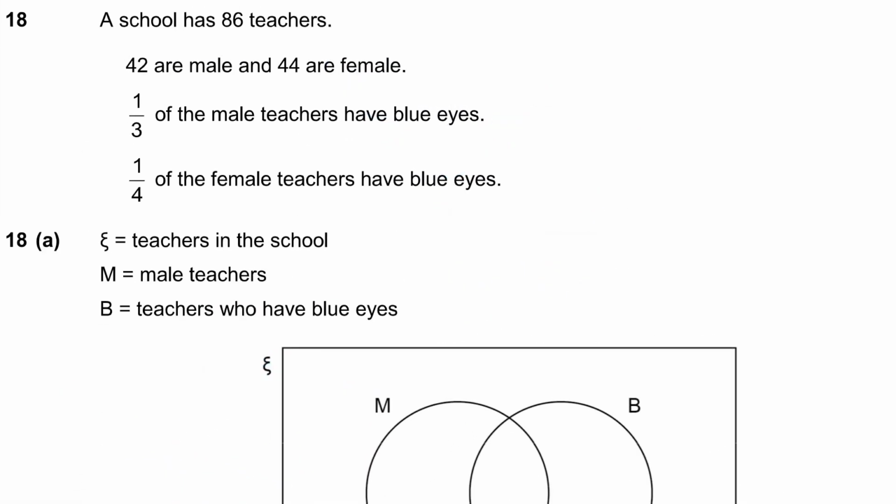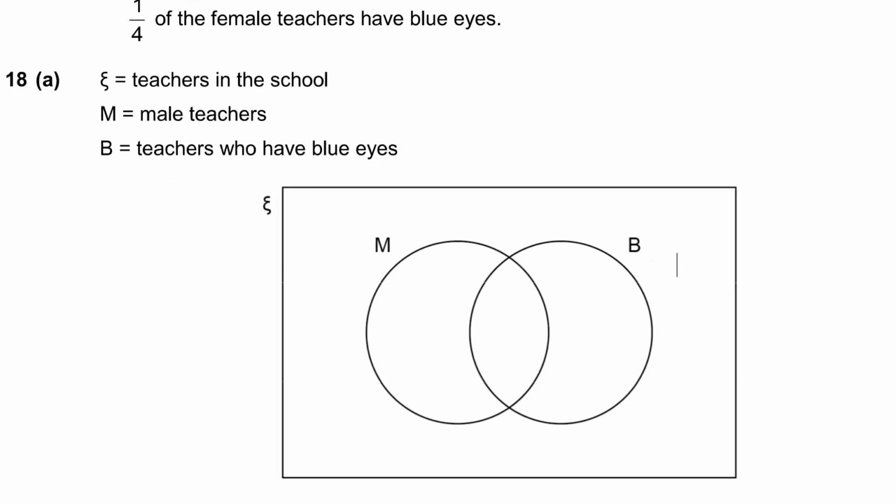Question 18 is a Venn diagram, always my favourites. A school has 86 teachers, 42 are male and 44 are female. 1/3 of the male teachers have blue eyes and 1/4 of the female teachers have blue eyes. So we're going to put that on a Venn diagram. For A, we're told that the universal set is teachers in the school. M is the male teachers and B is the teachers with blue eyes. We need to complete the diagram.